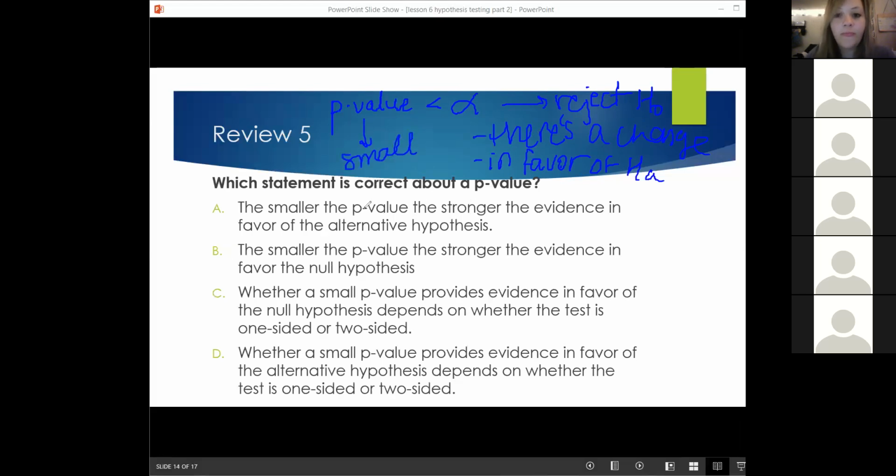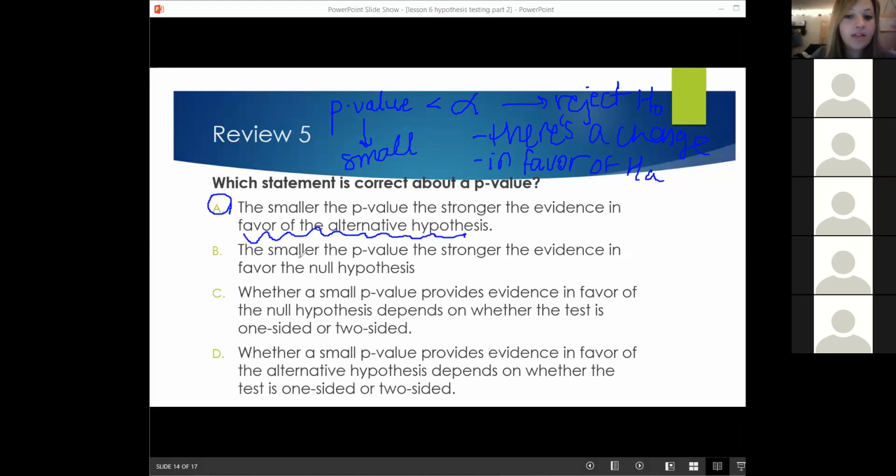When we look at these, A says the smaller the p-value, the stronger the evidence in favor of the alternative hypothesis. And this is actually our correct answer, because if you look at what I just drew, a small p-value means that we're going to reject our null. Rejecting our null is in favor of our alternative. So small p-value, reject the null, in favor of the alternative. That's why it is A.